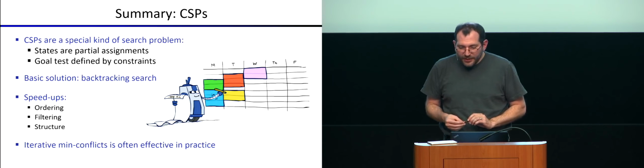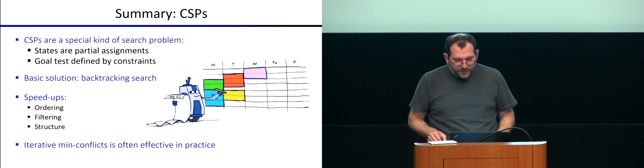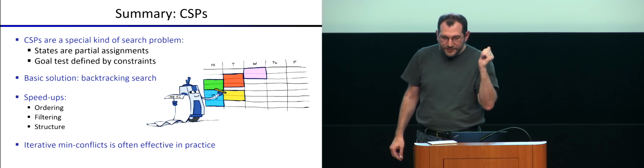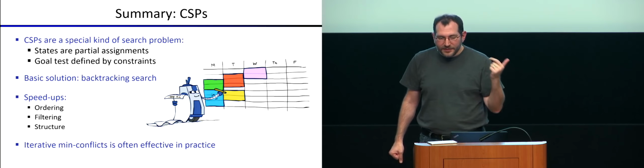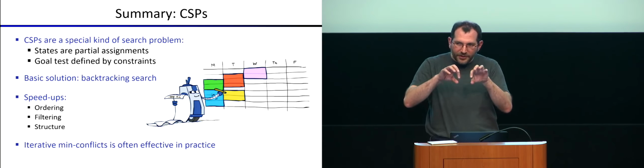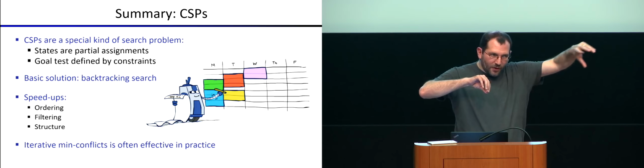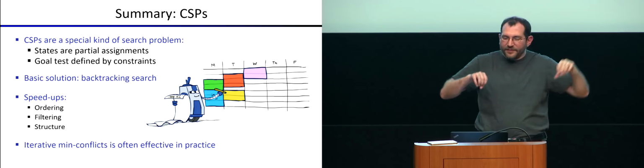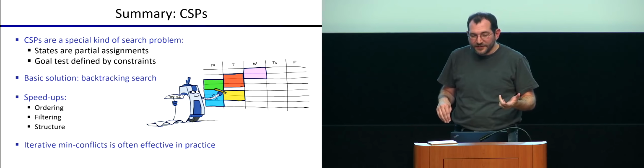Okay, in summary, and then we're going to do a quick intro to local search. In summary, CSPs are a special kind of search problem. The states are partial assignments, and the goal test is defined by constraints. Because the goal test can be broken into pieces, we could smear that goal all the way through the backtracking search, and that gave us a faster way of using something like DFS to find solutions.